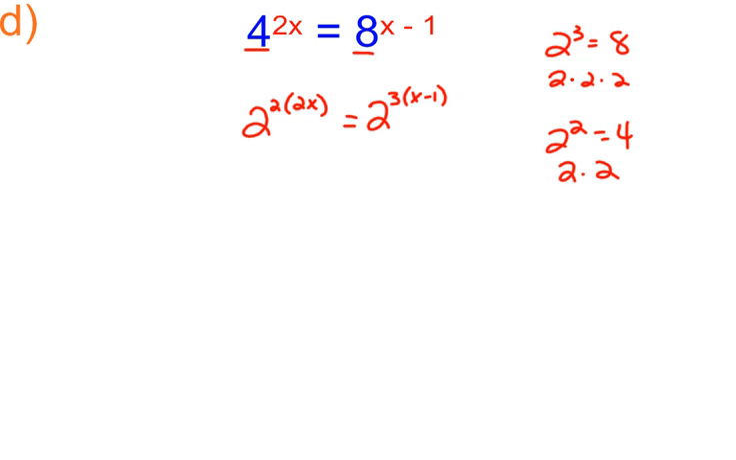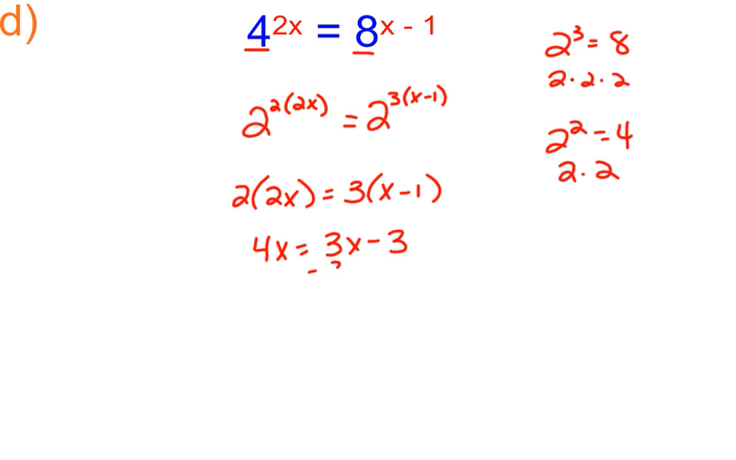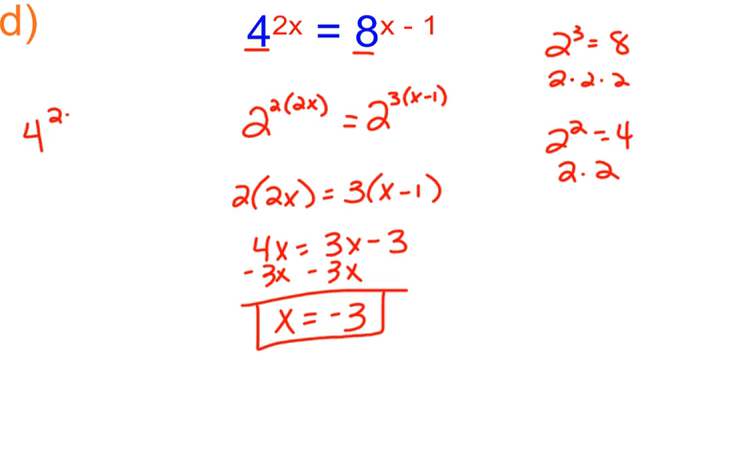So now as I look, I'm going to set my exponents equal. So I would have 2 times 2x equals 3 times the quantity x minus 1. And I go ahead and solve this equation for x. So I distribute the 3 and subtract 3x from both sides. So I get x equals negative 3. Now I can check this with my original problem. I would have 4 to the 2 times negative 3 equals 8 to the negative 3 minus 1. So I get 4 to the negative 6 equals 8 to the negative 4.